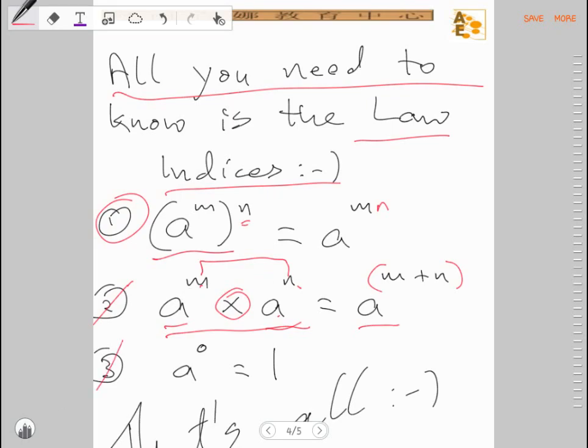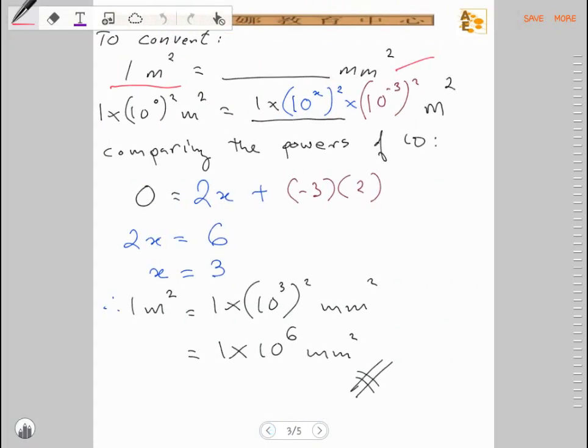And the third one, which looks simple but is very important: anything to the power of 0 is equal to 1, and it's very useful. This is one of the most useful laws. All right. Okay, let's go to the first page.